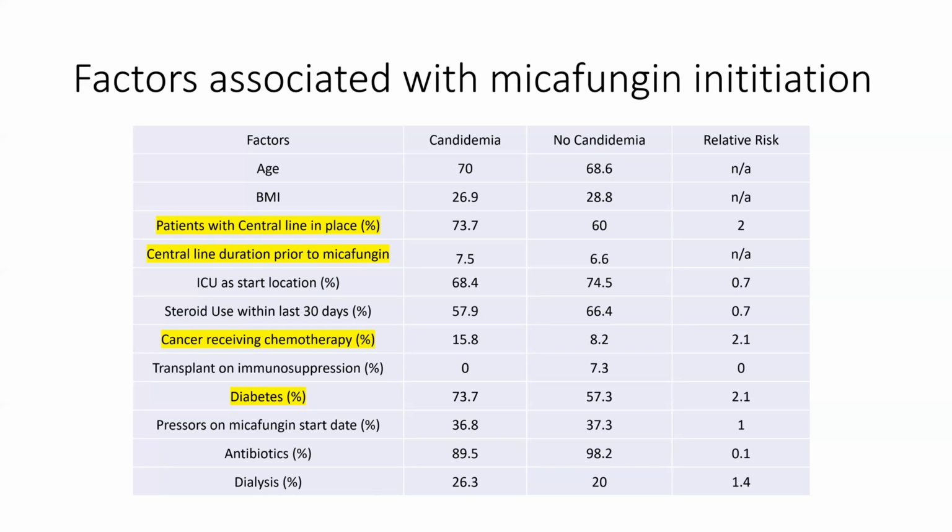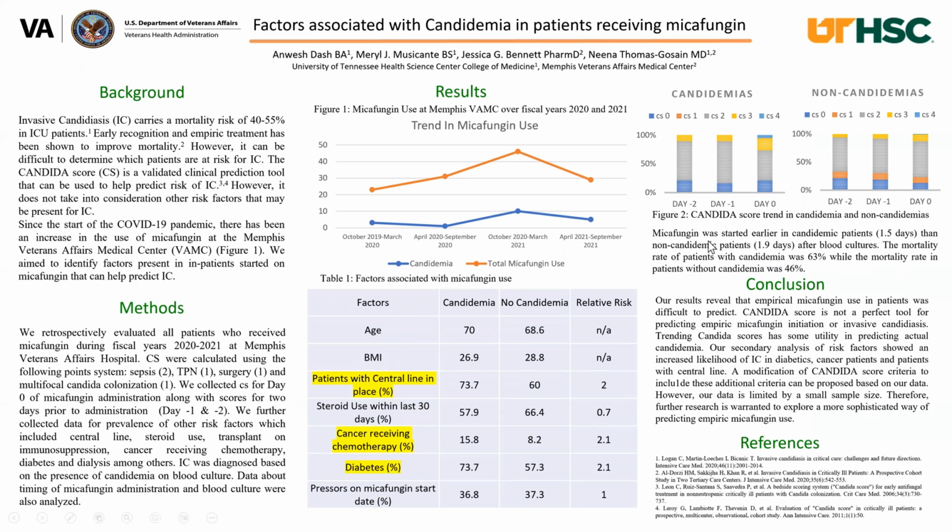As we dive deeper into this data and add further data points, we expect to possibly note a change in behavior, especially prior to the COVID era. Coming back to the poster now, we also noticed that micafungin use was started in candidemic patients at about 1.5 days after blood cultures were drawn, and a little bit later in non-candidemic patients, around 1.9 days. The mortality rate of candidemic patients was 63% compared to 46% in non-candidemic patients.